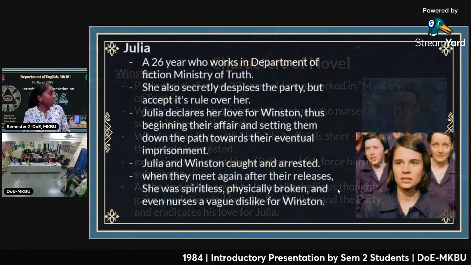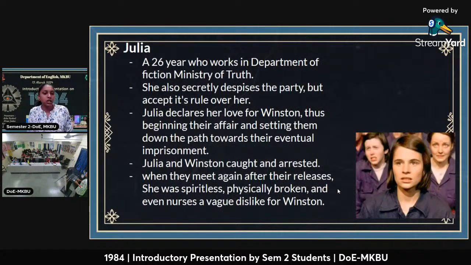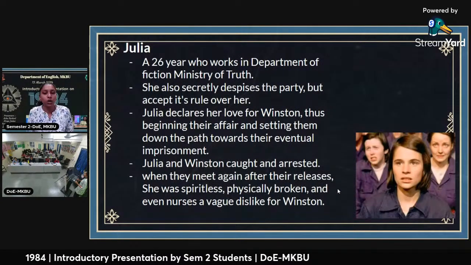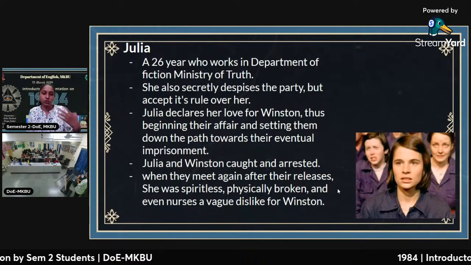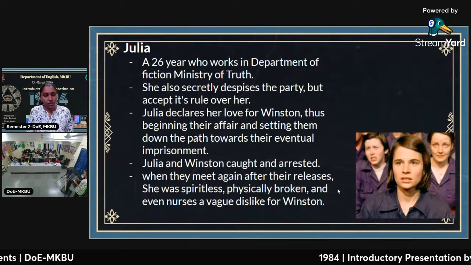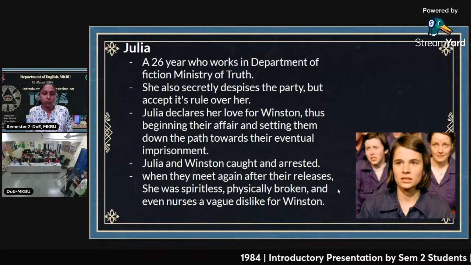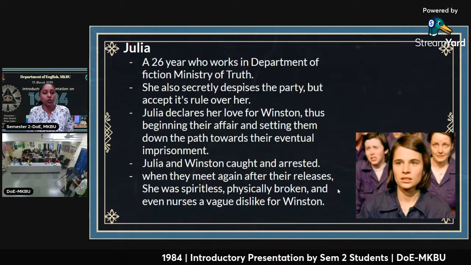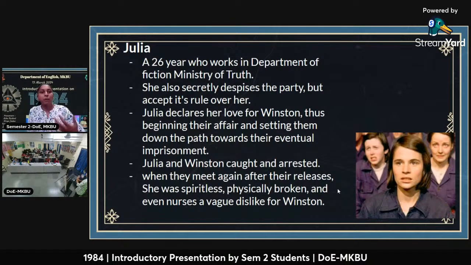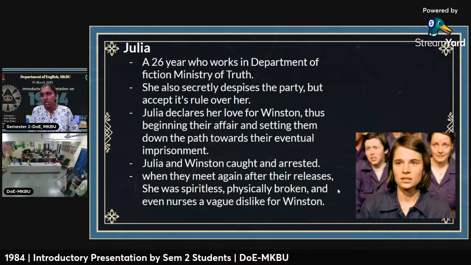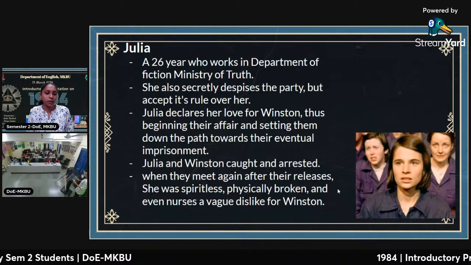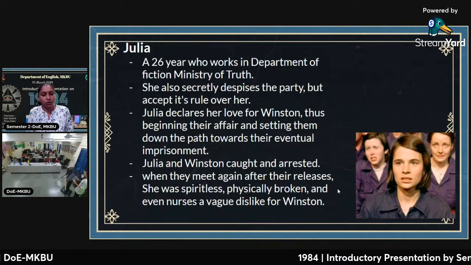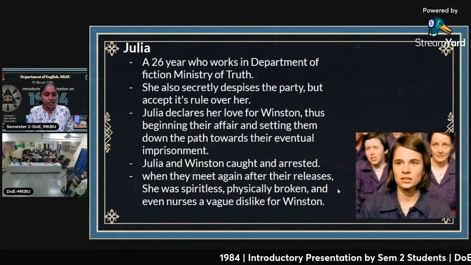Another important character is Julia. She is 26 years old and worked in the Department of Fiction, under the Ministry of Truth. She also secretly despised the party but accepted its rule over her. She was not as rebellious as Winston. Julia declared her love for Winston, thus beginning their affair and setting them down the path towards their eventual imprisonment.